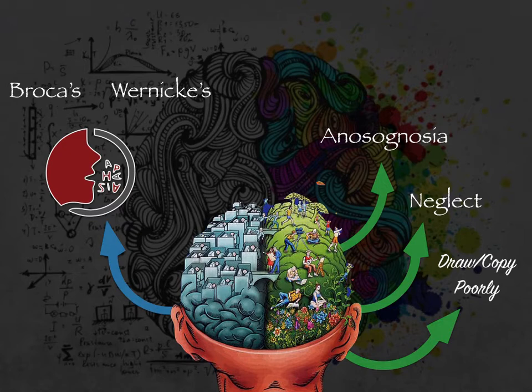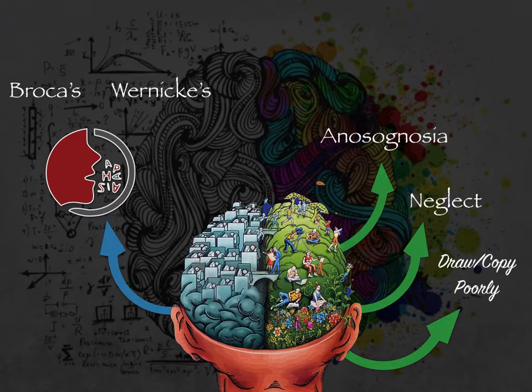And then you've got Wernicke's aphasia, also on the dominant hemisphere. And this one's associated with the parietal and temporal lobes. And this is called a fluency aphasia. The patients actually sound fluent. They can rattle off words, but it tends to be nonsense.